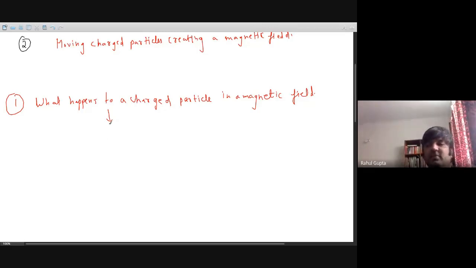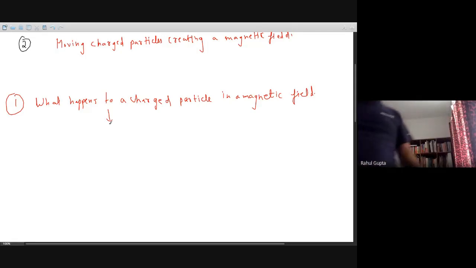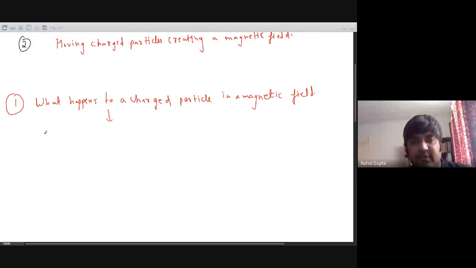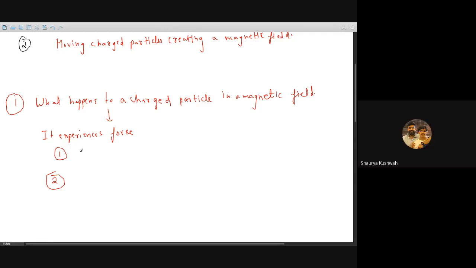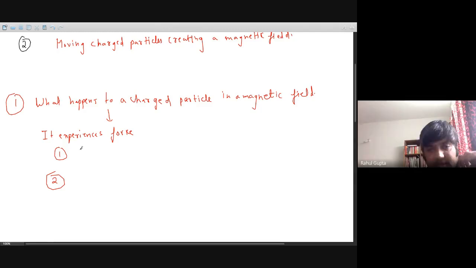No, let's not get to the circular motion as of now. That's a special case. So basically, you only told me it experiences force. But it does not experience force in every condition. There are two conditions when it does not experience force. What are those two conditions? When the charge is stationary. Yeah.